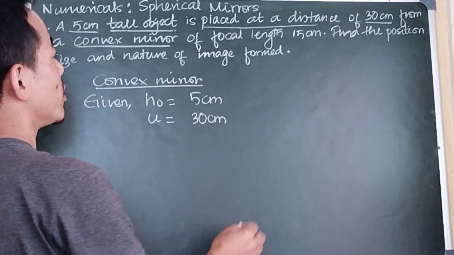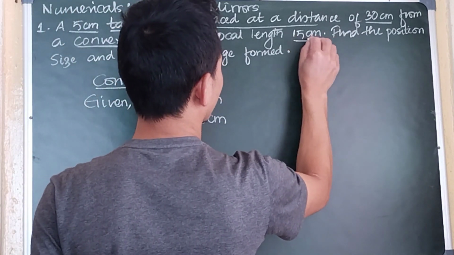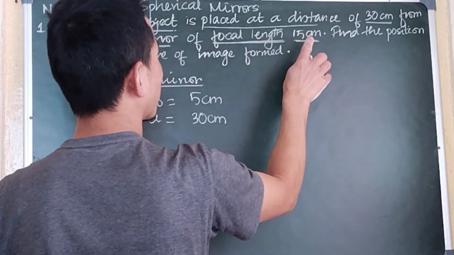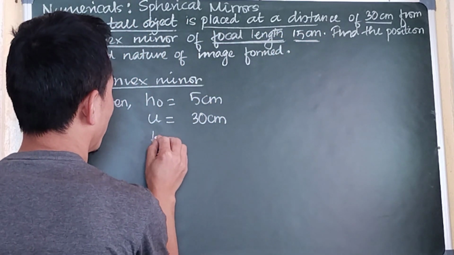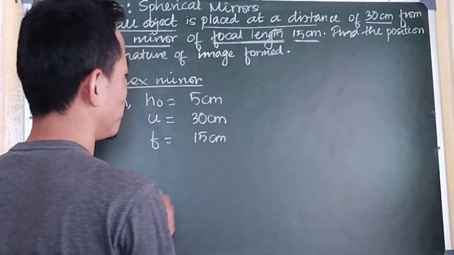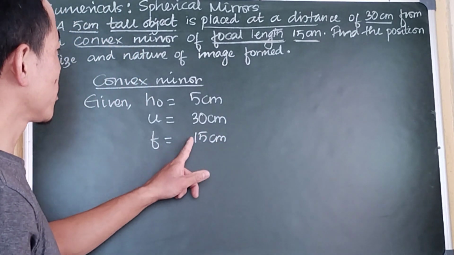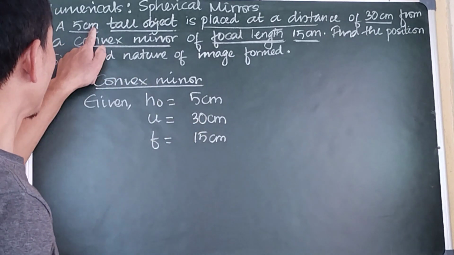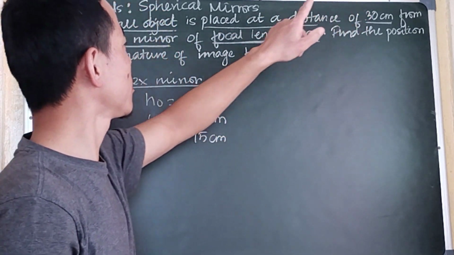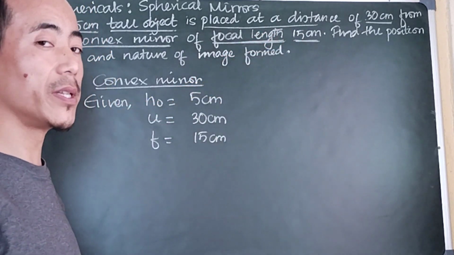Then the next information is here, 15 centimeter. So what is this 15 centimeter? You can see, of focal length. That means 15 centimeter is the focal length of this mirror. So these are the three things that we get from the question: 5 centimeter tall object placed at a 30 centimeter distance having focal length of 15 centimeter.